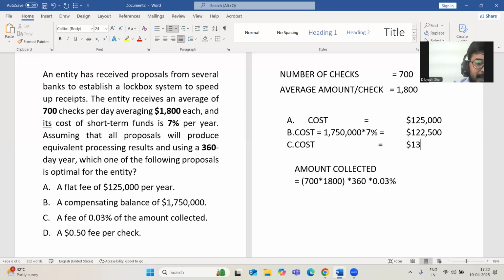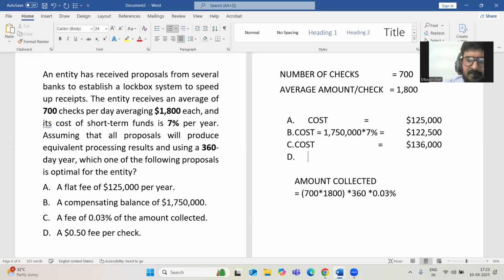So understand, every day I am collecting 700 checks. Value of each check is almost 1800. So every day collection is 1800 into 700. Multiply that with the number of days in the year, which in the question they have said is 360. And multiply that with the fee. It is coming to $136,000. Now this is also more. So till now, A, flat fee $125,000. B, compensating balance I will maintain, so 7% I will lose on that, $122,500. C, $136,000. Now what is the cost of D?